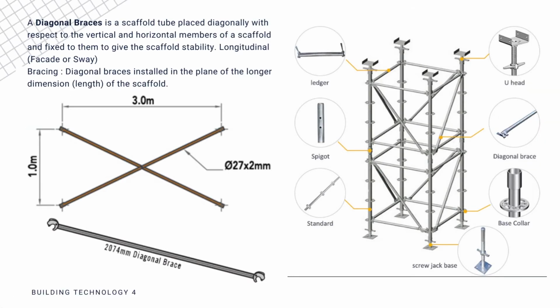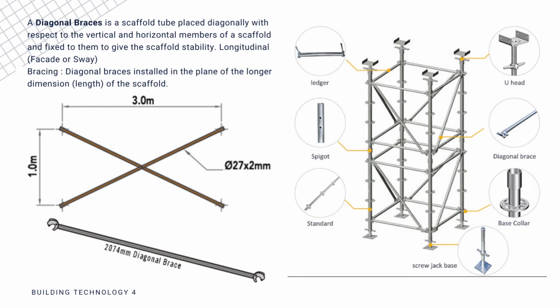Next here is the diagonal braces. Diagonal braces is a scaffold tube placed diagonally with respect to the vertical and horizontal members of a scaffold and fixed to them to give the scaffold stability, longitudinal, facade or sway.